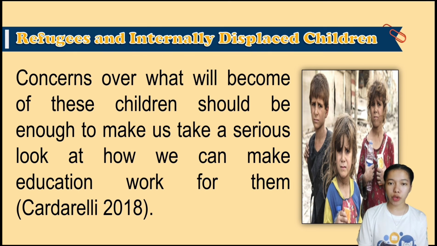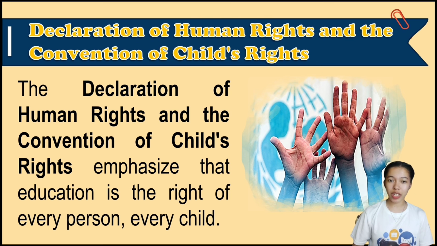So the Declaration of Human Rights, the Convention on the Rights of the Child, and also the 2030 United Nations Agenda for Sustainable Development are the three that will help in making education work for them. Now, I will discuss the Declaration of Human Rights and the Convention on the Rights of the Child. They emphasize that education is the right of every person, every child. This means that education policies are in place.